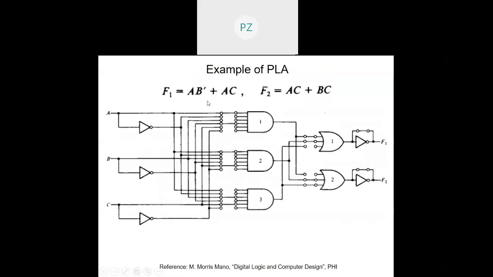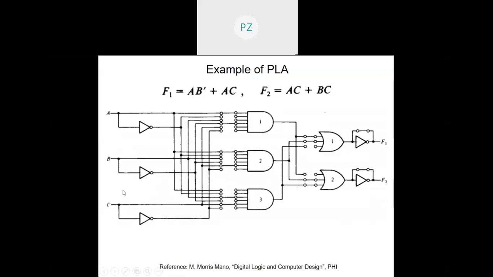If the same problem was given to me to realize using decoders or multiplexers or ROM, in that case, first I'll have to convert them into the canonical sum of product form. By now we know how we can do it. We'll have to write AB' (C + C'), AC (B + B'), then it will become the canonical sum of product form. But in PLA we will work with the minimized form itself.